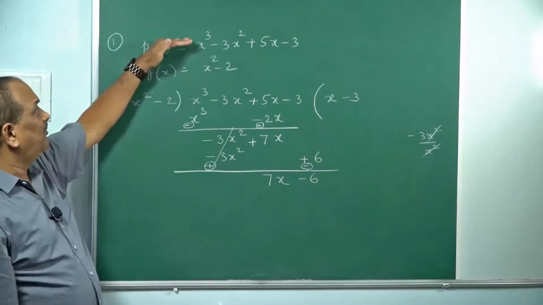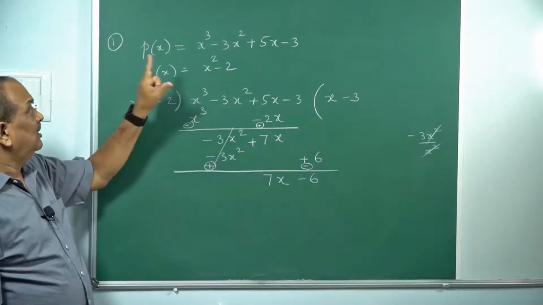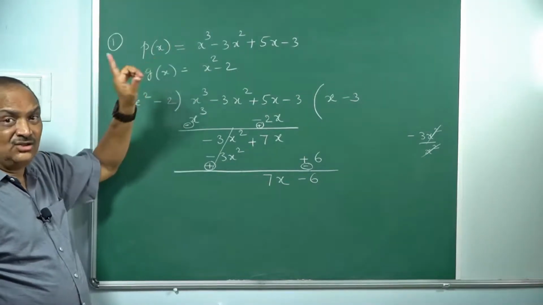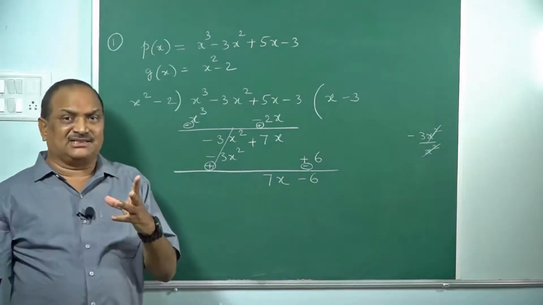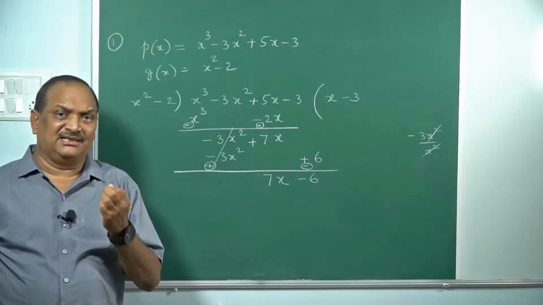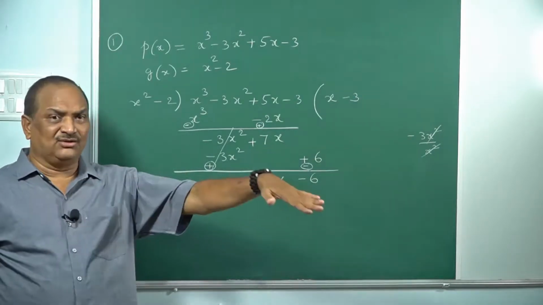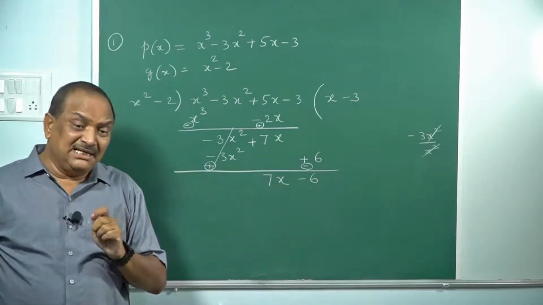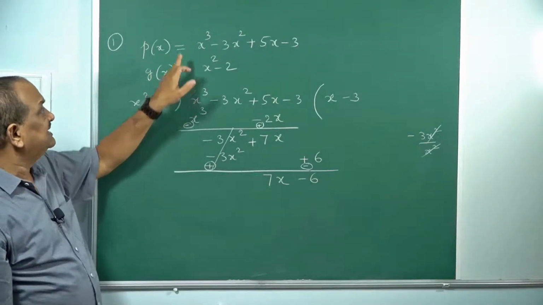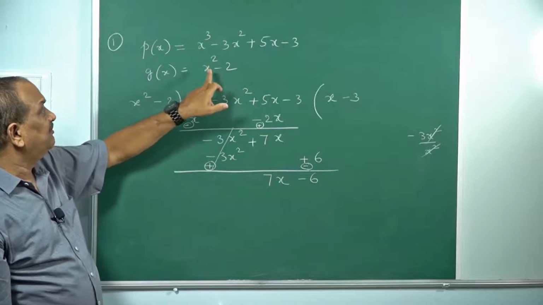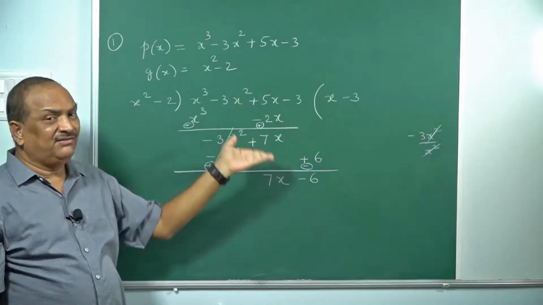He is giving you two polynomials. Don't think that it is an equation. This is not an equation. The name of the polynomial is p of x. It's p actually. The name of the polynomial is p. For convenience, instead of writing the whole thing, he said p. But p is depending on x, so he said p of x. Similarly, this is g of x. He is asking divide p of x by g of x. That's what we have done.